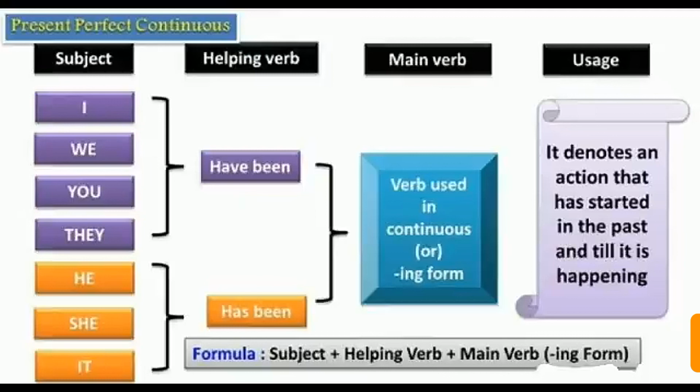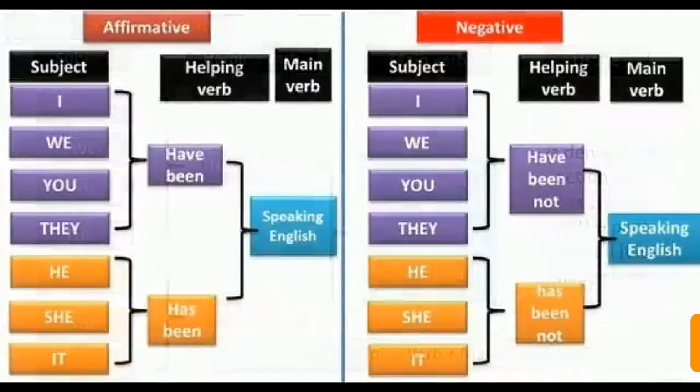It denotes an action that has started in the past and is still happening. Now, let us see the affirmative and negative use of it. Affirmative will have the same sentence formation: subject plus helping verb, then the main verb. And in the negative, we will use not with the helping verb. So, if the subject is I, we, you, and they, then the helping verb have not been will be used, and then the main verb. And if the subject is he, she, or it, then has not been will be used, and then the main verb.